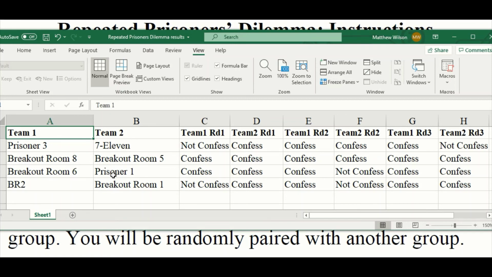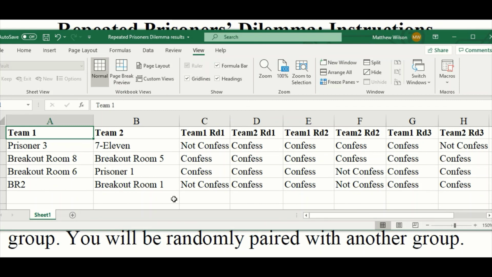Our third group over here, we had Breakout Room 6 against Prisoner 1. They started out by playing uncooperatively. Normally, if you see your opponent playing uncooperatively, you try to punish them and keep playing uncooperatively, so you expect to see more confessing. However, Team 2 suddenly switched to not confess in the second round, and they went back to confess in round 3. I'm not quite sure what the thought process was there. I'd be curious again to hear what was on your minds.